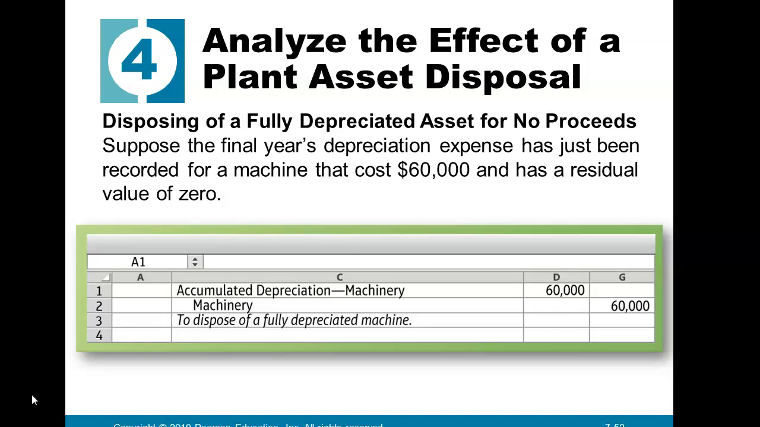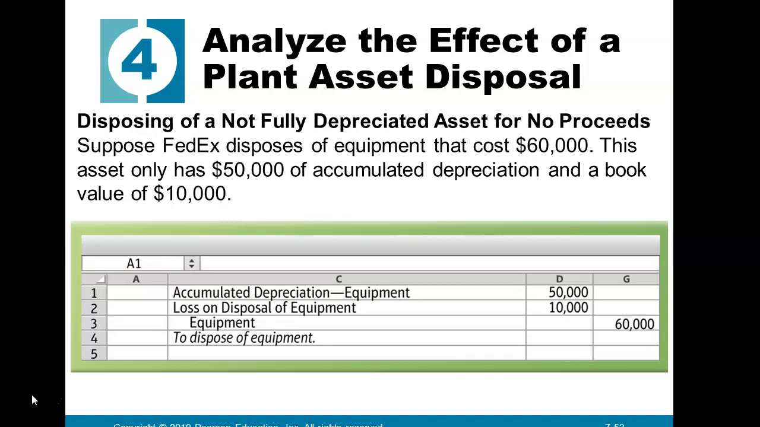So if an asset is fully owned and fully depreciated, and here we are disposing of it, we have to reverse the original entry. We have to remove the asset, which is a credit to machinery, and we have to remove the accumulated depreciation. But what if it's not a fully depreciated asset and it's disposed of for no proceeds, meaning you got no cash on it, but it wasn't fully depreciated? We still have to remove all the accumulated depreciation on our books, and we have to remove the asset itself. That difference is going to be a gain or loss. In this case, it's going to be a loss because we have not fully depreciated, we have not fully used that asset.